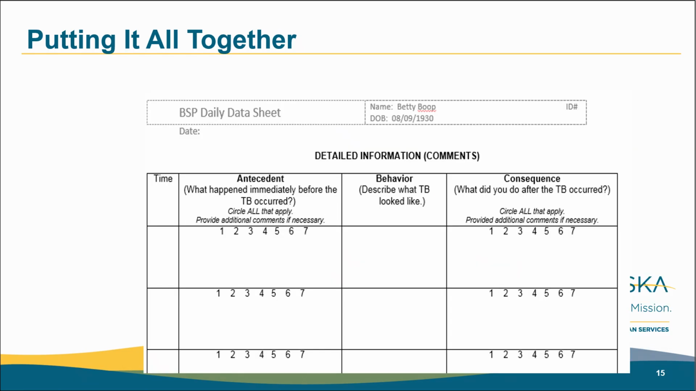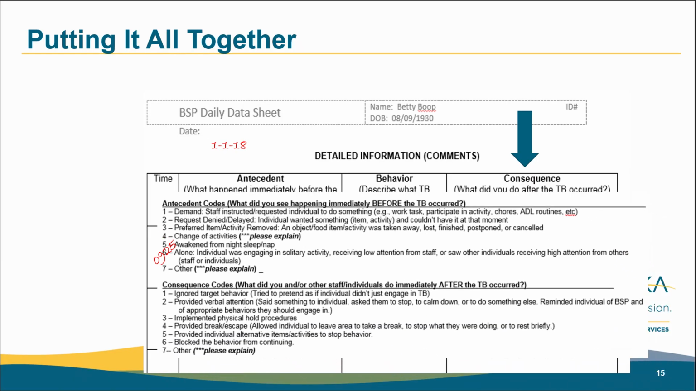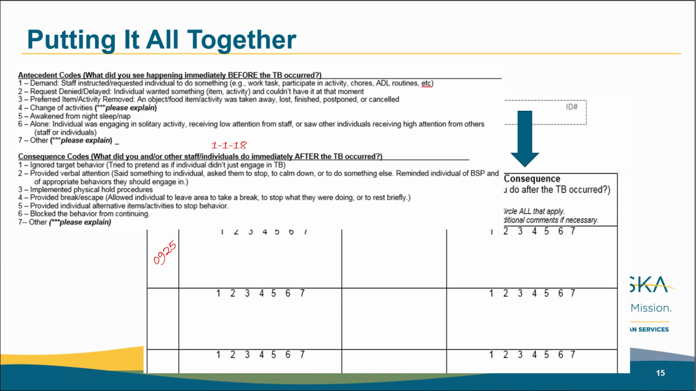So here's a portion of the ABC side of the data sheet. We'll of course remember to enter the date and the time the target behavior occurred. We'll fill in the antecedent, or what happened immediately before the target behavior, describe the behavior in detail, and describe the consequence, or what happened immediately after the target behavior. Remember, the antecedent and consequence codes are listed at the bottom of the ABC sheet. You can circle the corresponding number to help save time.